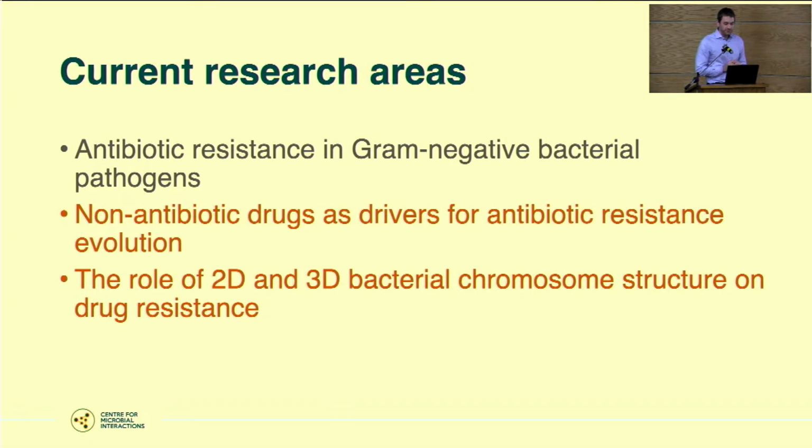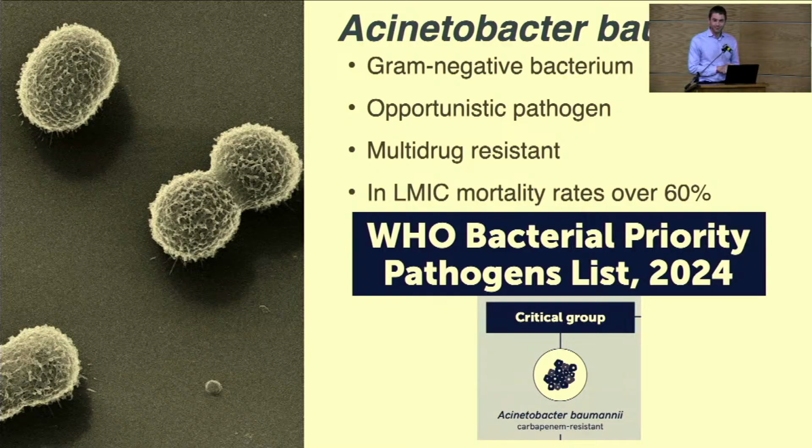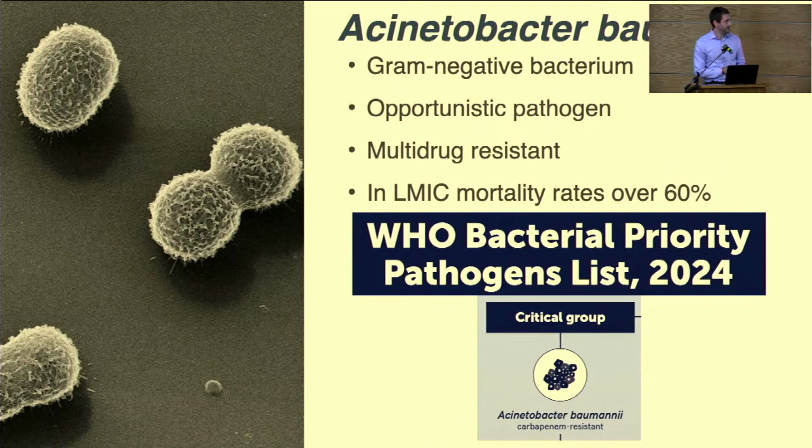I'm now going to move on to 2D and 3D bacterial chromosome structure and how that's related to drug resistance. So I'm going to go back to my favourite organism, Acinetobacter baumannii. Many of you will know this organism. It's a serious gram-negative infection. An opportunistic pathogen, so we tend to only find it in hospitals and then only in the sickest patients.